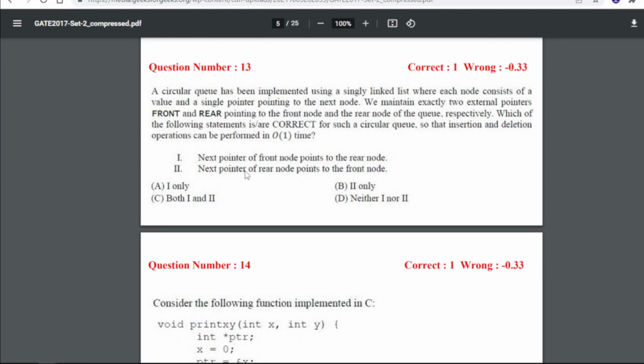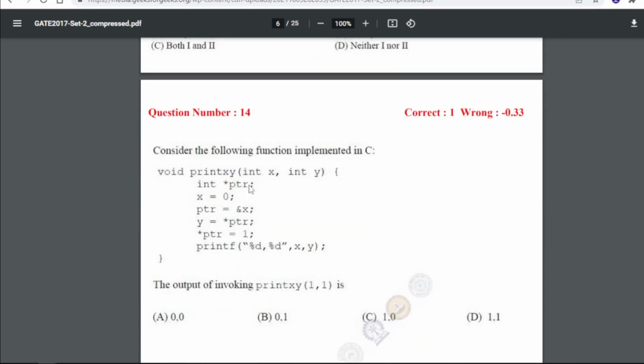Next pointer of front node points to the rear node. Next pointer of rear node points to the front node. So for question number 13 our answer is B, that is second only. Next pointer of rear node points to the front node.